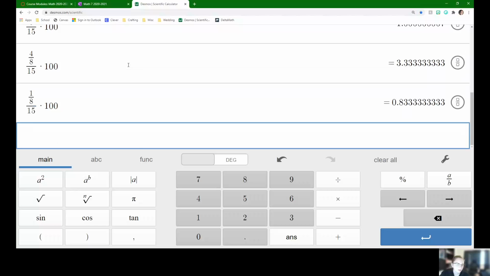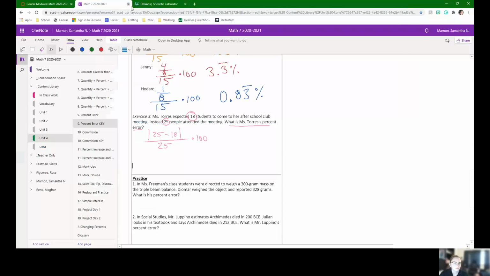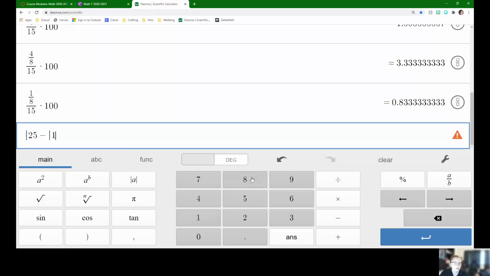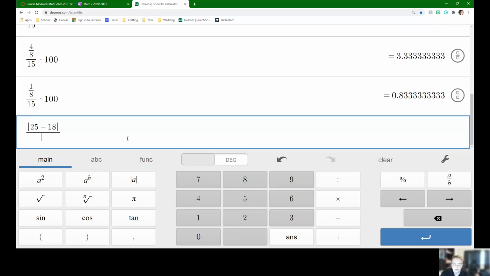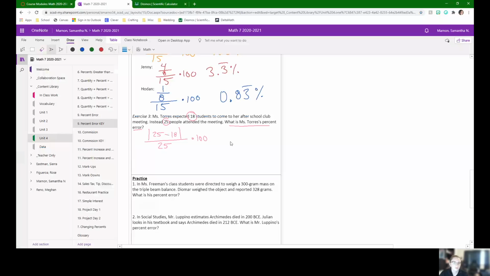Okay, so we're going to hit this absolute value button. We are going to do the actual is 25. Oops, I'm not in the absolute value brackets. 25 minus 18. And you see how I'm going back and forth and double checking my numbers? That's what we need to be doing when we're typing, because I think sometimes we're just having mistypes in our calculator. Divided by 25, all times 100. I got 28%. So Ms. Torres was off by 28%.